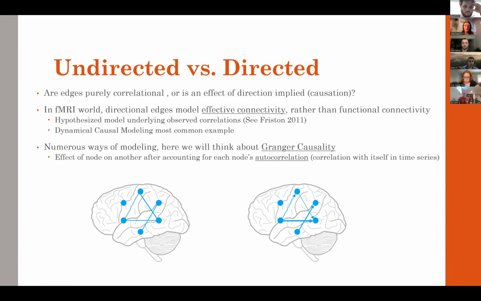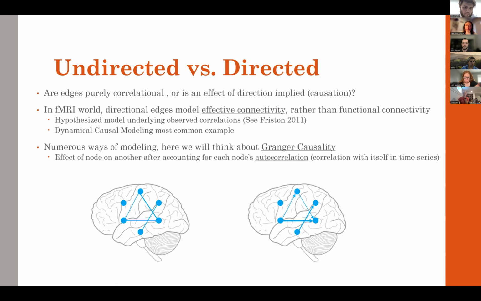Conversely to that, we can have these things called directed time series networks, which try to infer some directionality. In the fMRI world, this is when we're thinking about effective connectivity rather than functional connectivity. The main difference is that with effective connectivity, the directional networks, we're hypothesizing an overall model that underlies the observed correlations and testing how well this hypothesized model fits the actual data. And if anyone's done work with DCM, dynamic causal modeling, that's effective connectivity.